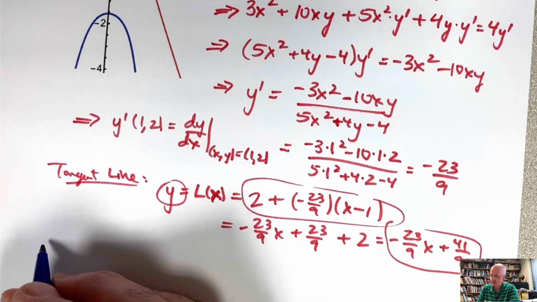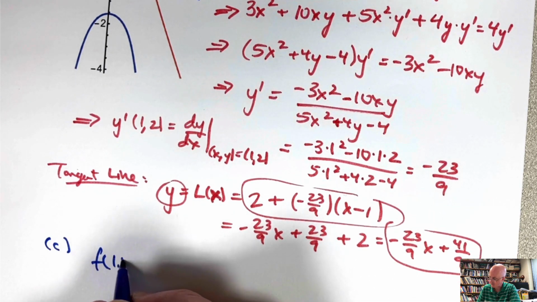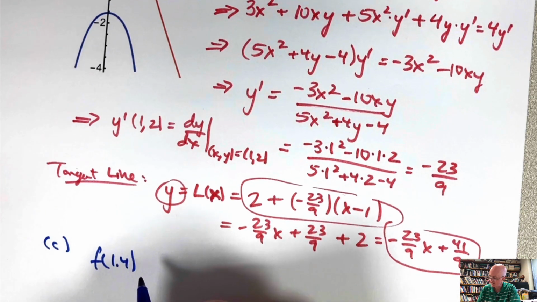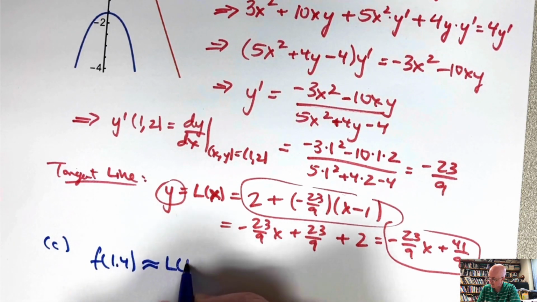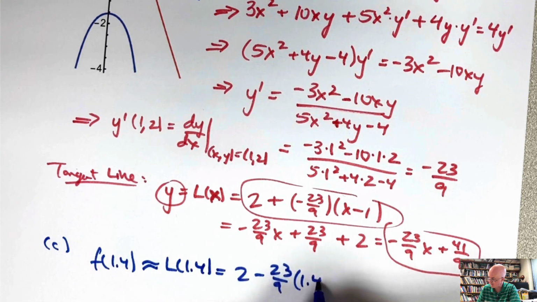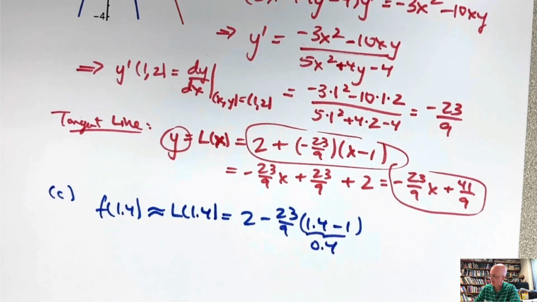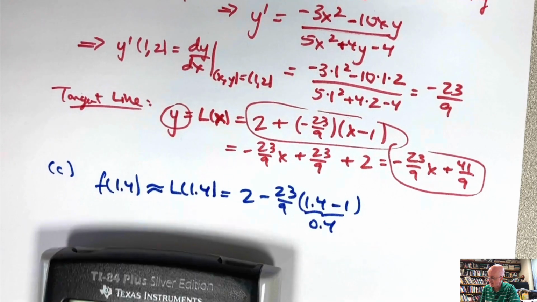But what is the answer for part C here? F of 1.4, if I want to give the function a name, f is approximately L of 1.4, and that'll be 2 minus 23 over 9 times 1.4 minus 1, and that is, of course, 0.4. Sorry about that, that wasn't on the screen there.